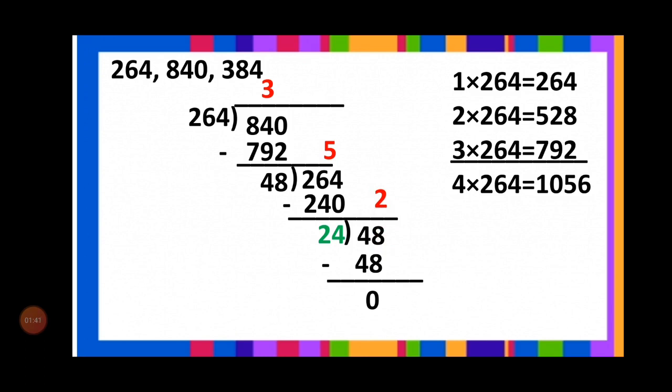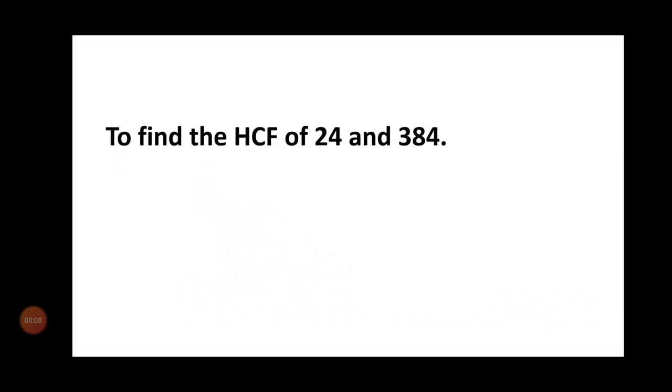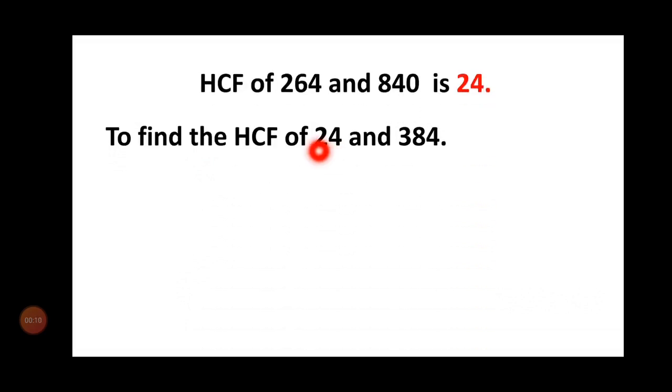Which number was used to divide to get 0? The last divisor, what is that? 24. So that 24 is the HCF. The last divisor is the HCF, that 24. That 24 is the HCF of 264 and 840. So, the HCF of 264 and 840 is 24.